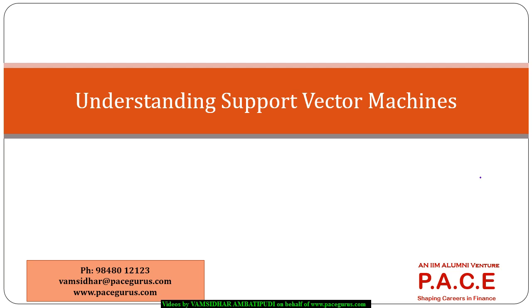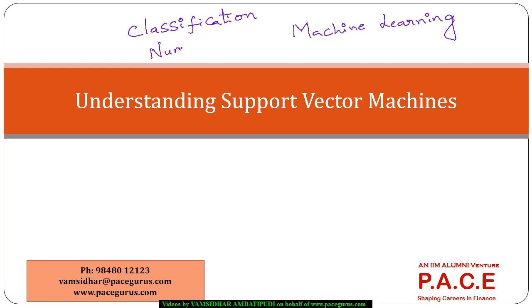Hello everyone. In this session, let's get some understanding regarding support vector machines. This is one of the newest technologies which has taken machine learning into new dimensions altogether. It is one of the major elements of machine learning which can be used for classification of data as well as for numerical prediction.